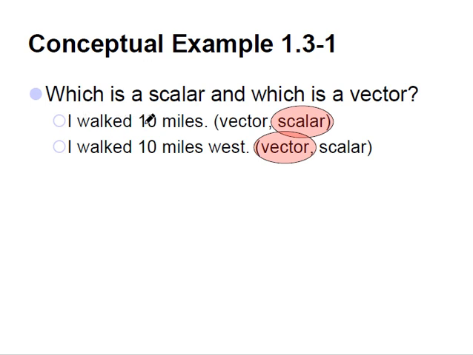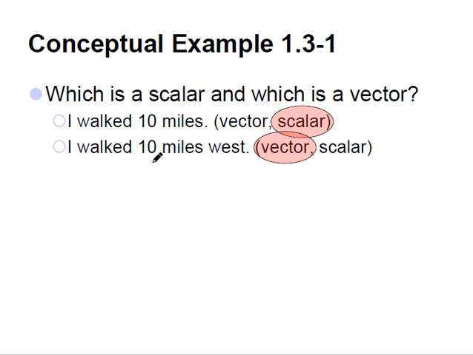So I walked 10 miles, and is it a vector or is it a scalar? It is telling you how far I have walked. It is only 10 miles. So that's a scalar, because this information didn't provide you with direction.